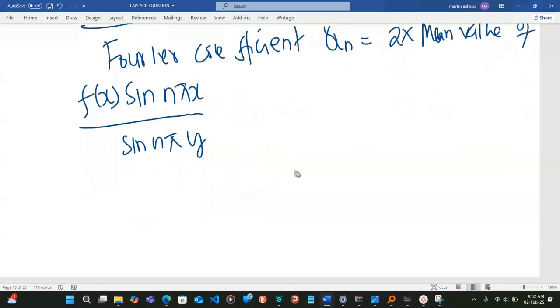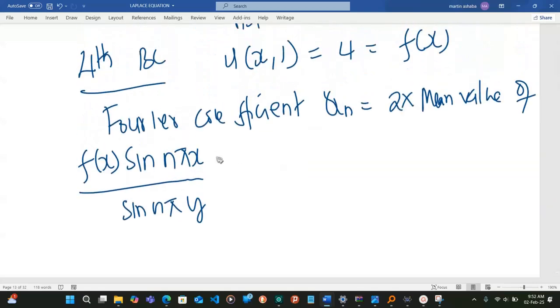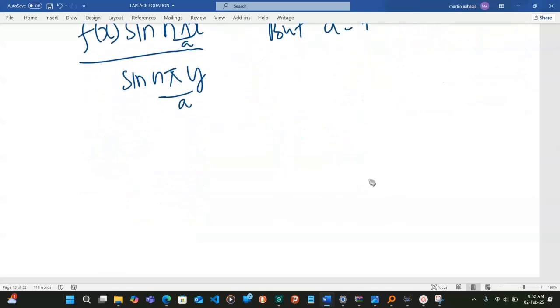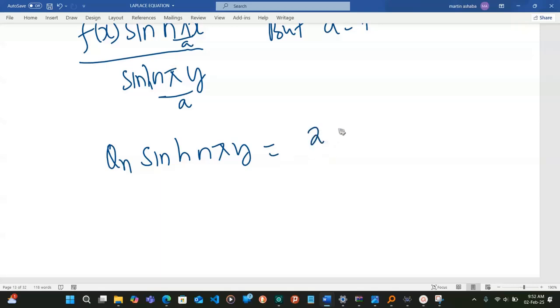So if that is the case, remember this is usually divided by a, and we know that a is equal to 1. This is the maximum value of x that we are taking in this case, equal to 1. Therefore, we'll have 2n, this is a hyperbolic sine n pi y, out of 1, which will equal 2 divided by 1.